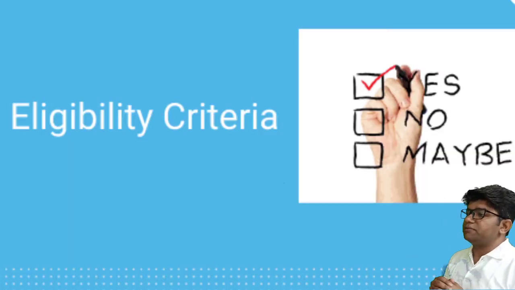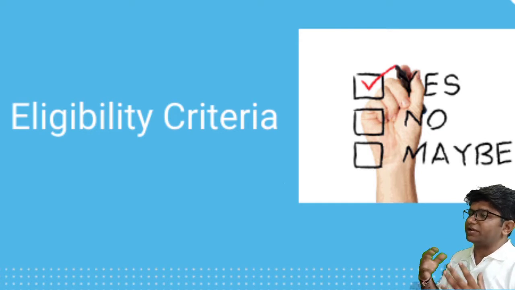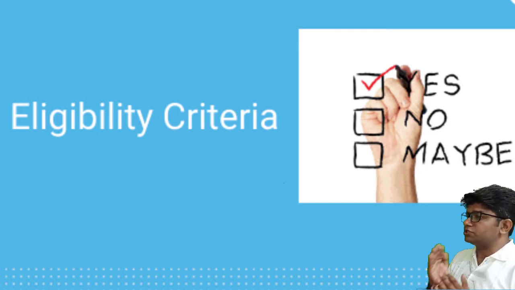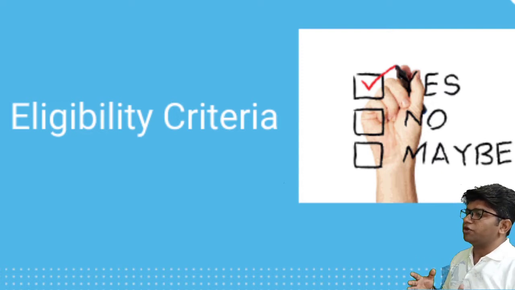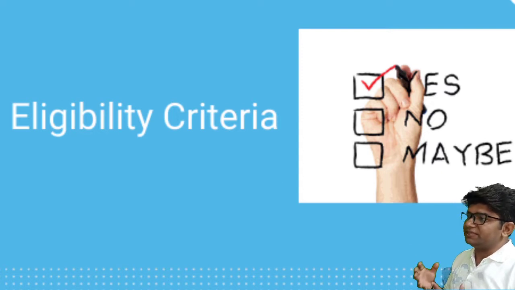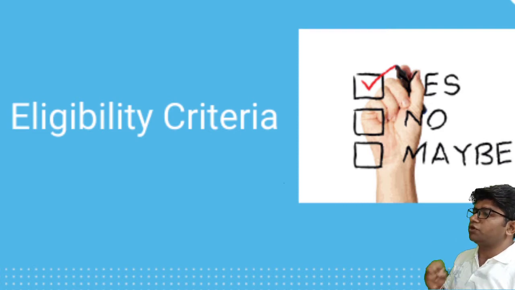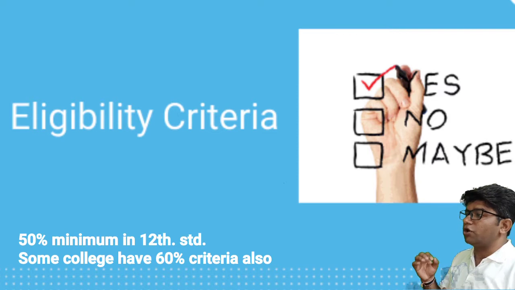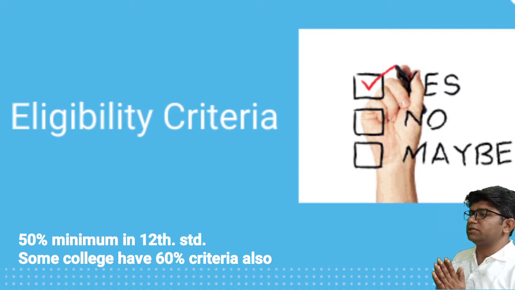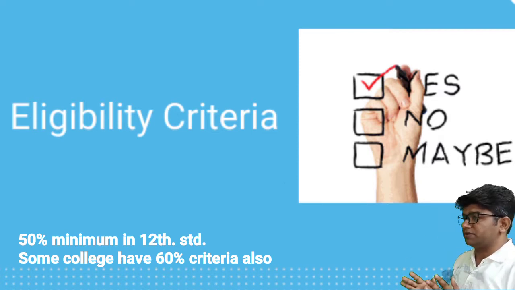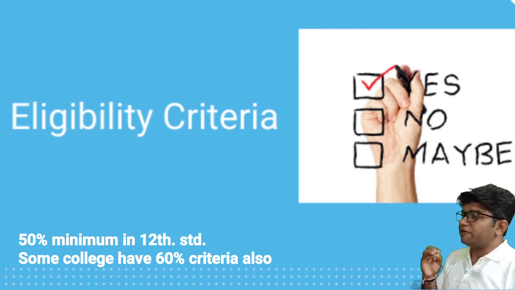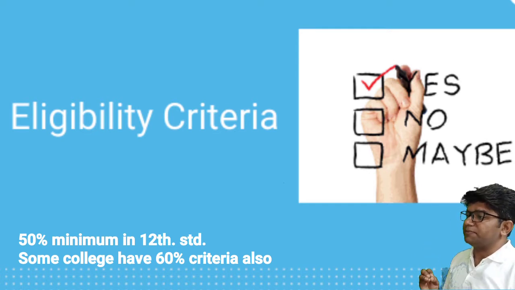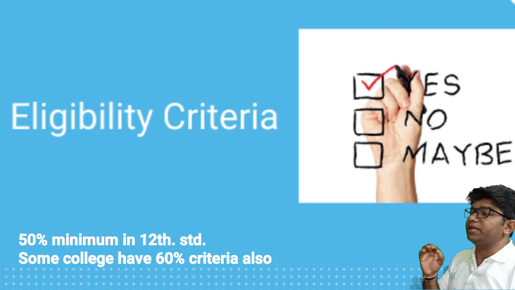Now we'll try to understand some of the major points in this field. When you pass out of your 12th standard and get entry to graduation or engineering in this field, most colleges have an eligibility criterion of minimum 50% aggregate marks in your 12th, and some colleges have a minimum of 60%. Second, you must have passed the 12th senior secondary examination with at least 50% marks including English.